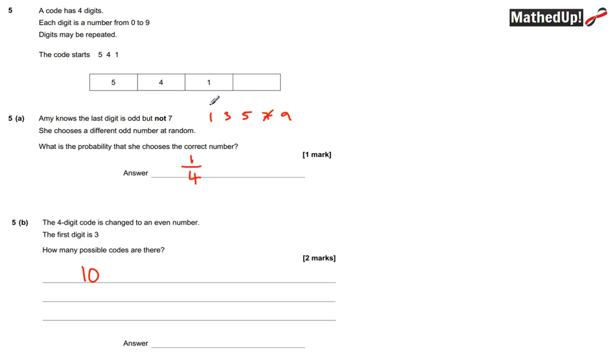The third digit, again, it doesn't matter what digit that takes. So it can be anything between 0 and 9. So we're going to multiply this by 10. Okay, and the last digit, because it's an even number, it has to end in either 0, 2, 4, 6, or 8. So there's actually 5 choices for that one. So we're now going to times this by 5. So the number of possible codes is 10 times 10 times 5, or 500.